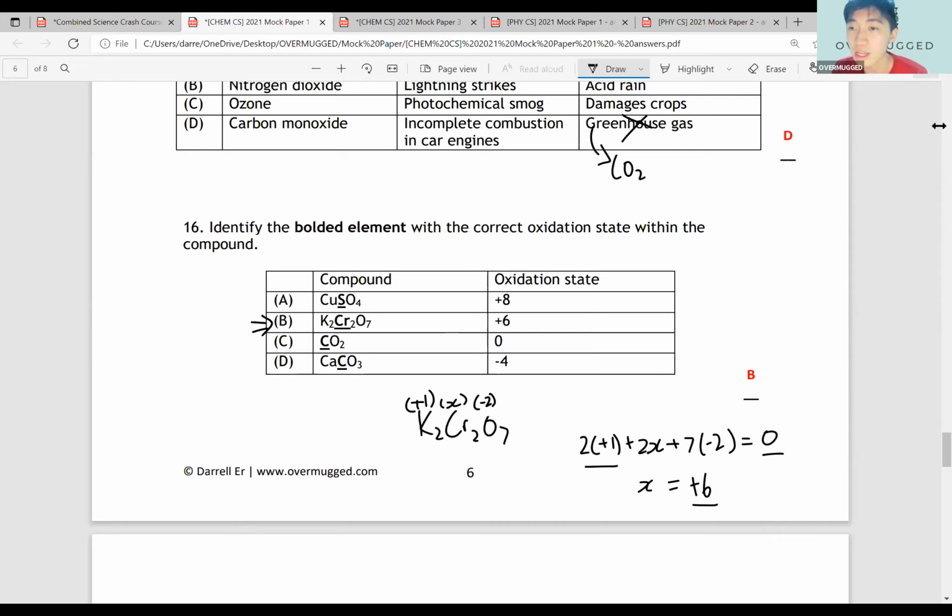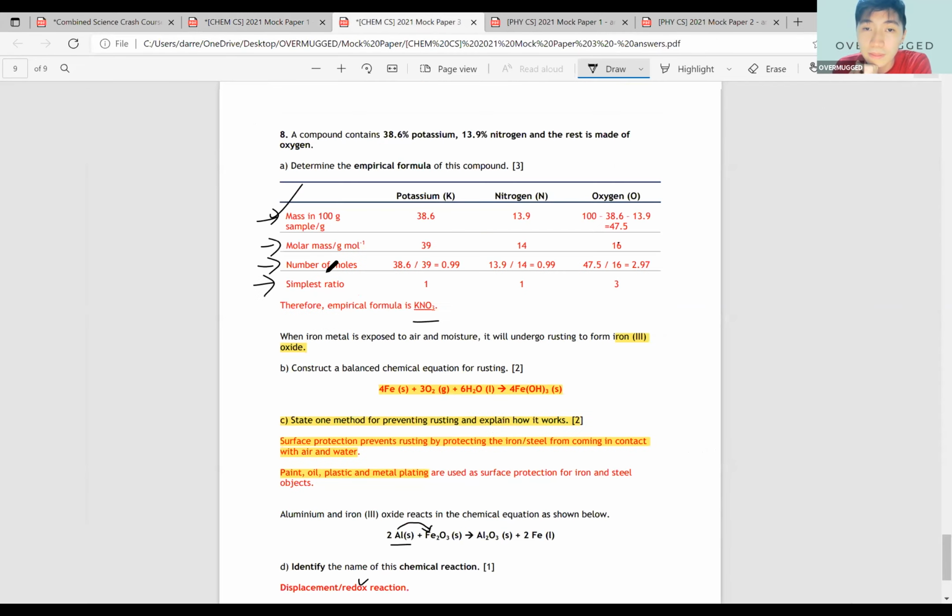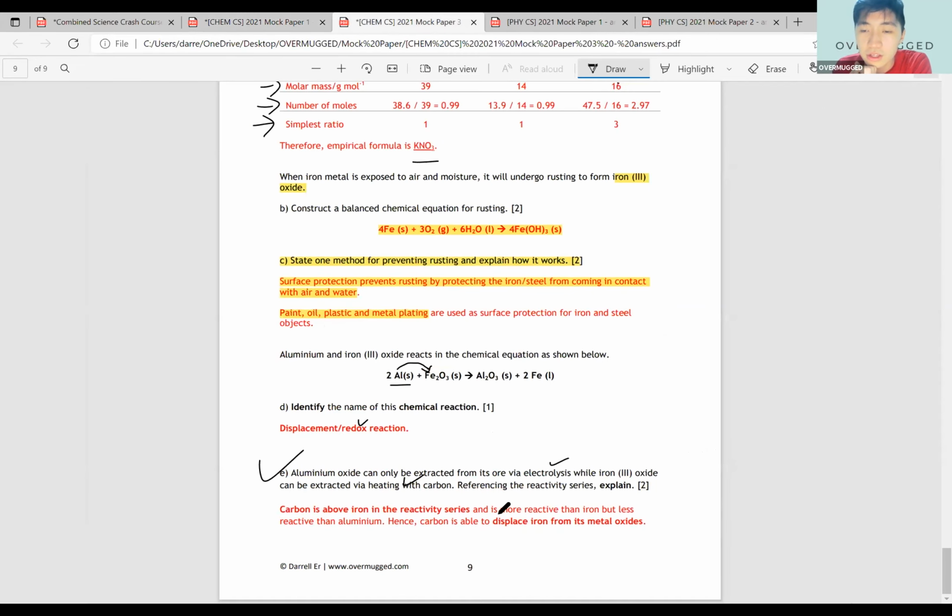Why is it that for 8E you don't talk about the bonds between iron and oxygen being weaker? To explain that, let's go over to 8E, the last question. This one is because they are asking us to reference the reactivity series. If you want to talk about the bond strength, I think that is fine too. But I think it'll be a lot easier if you just talk about the reactivity in relation to whether it displaces or not.